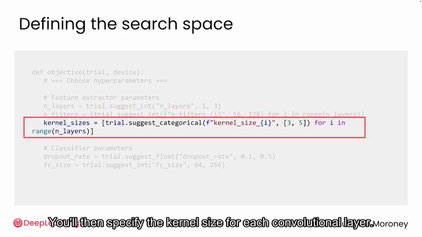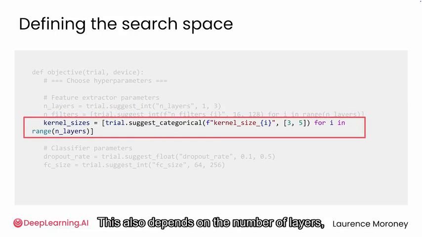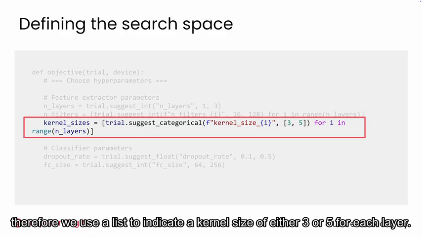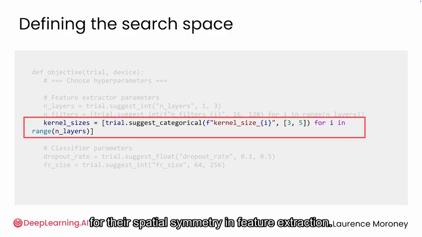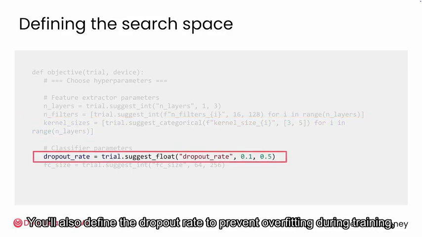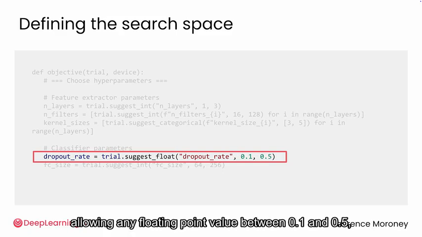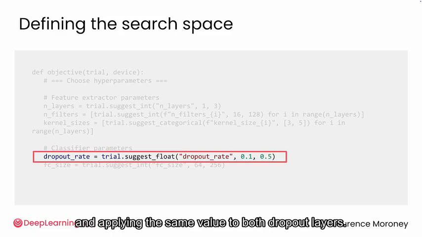You'll then specify the kernel size for each convolutional layer. This also depends on the number of layers, therefore we use a list to indicate a kernel size of either 3 or 5 for each layer. These odd-numbered kernel sizes are common in CNNs for their spatial symmetry in feature extraction. You'll also define the dropout rate to prevent overfitting during training, allowing any floating point value between 0.1 and 0.5 and applying the same value to both dropout layers.